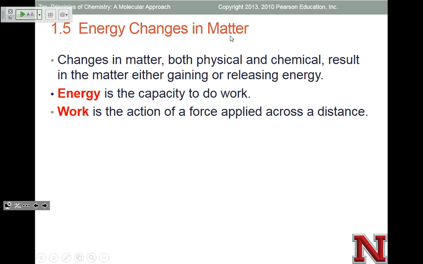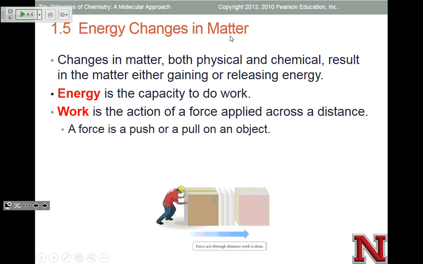But we're also going to be looking at energy in that particular chapter in a lot more detail than what I'm showing you here. But energy is our capacity to do work. You can think about it as you have a box. It's going to take you some amount of energy to move that box. So we're going to be applying some sort of force to a box to move it.